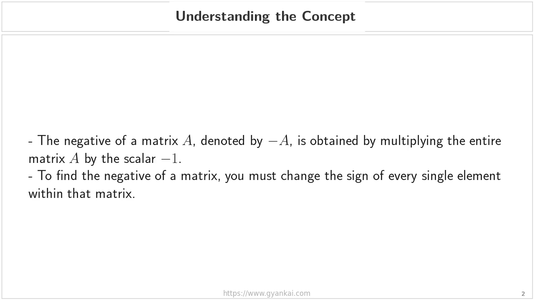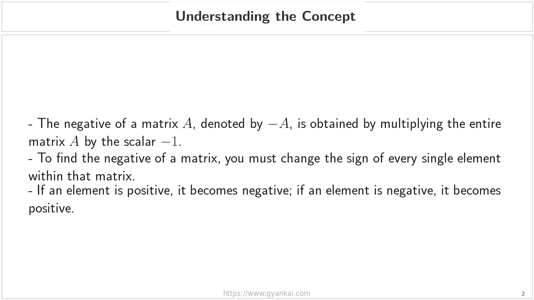In practical terms, this means that to find the negative of a matrix, you must change the sign of every single element contained within that matrix. To be very specific, if an element is positive, it becomes negative, and conversely, if an element is negative, it becomes positive. Once you are comfortable with this general logic, we will move on to the formal mathematical definition and notation in the next slide.